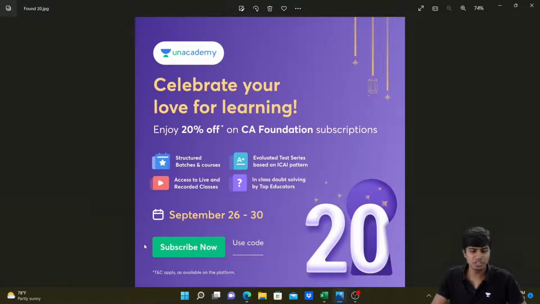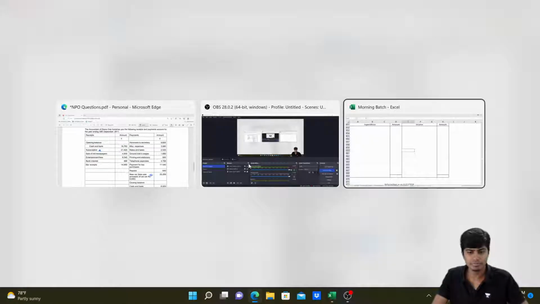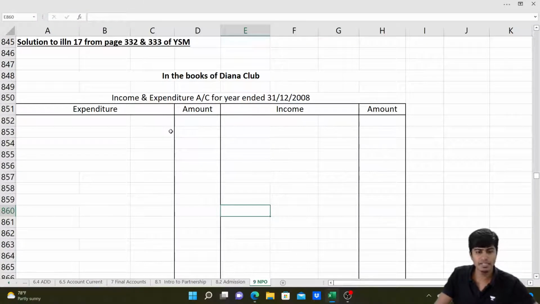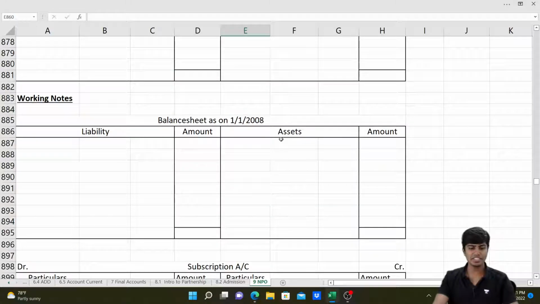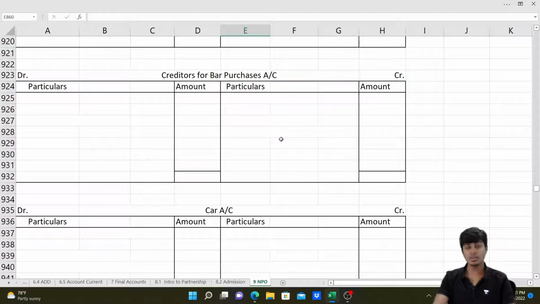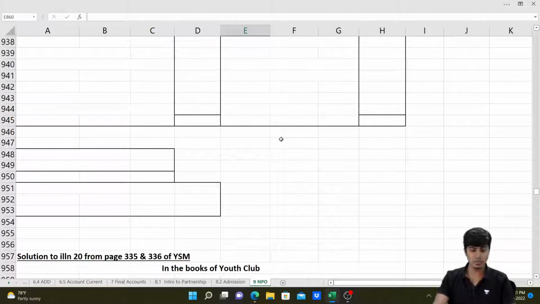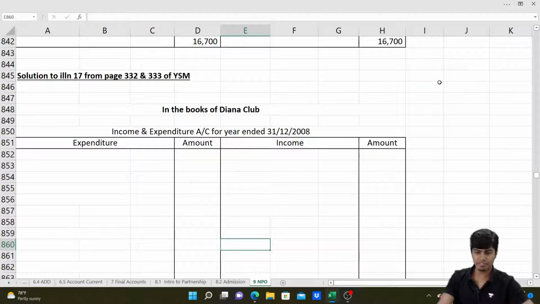Solution to the question, in the books of Diana Club. Okay, great. Income and expenditure account, balance sheet, opening and closing, as well as subscription, bar stock, and creditors for purchase account. We also need to adjust our car account. Fine. Great. Let's start. So what is the first item that we have?